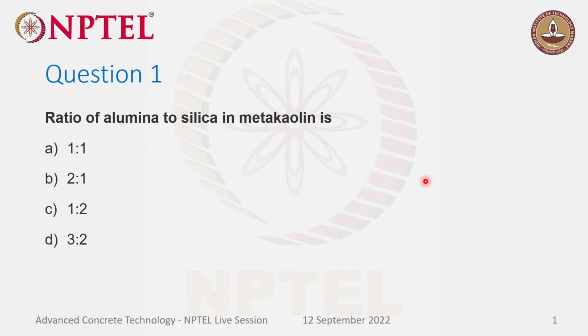The first question is this: the ratio of alumina to silica in metakaolin is. Everyone knows metakaolin is calcined kaolinite. Kaolinite is a rock clay. It is calcined at temperatures less than 1000 degrees Celsius to convert kaolinite into metakaolin. Kaolinite has more or less a crystalline structure. It is not reactive, but the calcined clay, metakaolin, is in a reactive form. So here the question is the ratio of alumina to silica in metakaolin is.